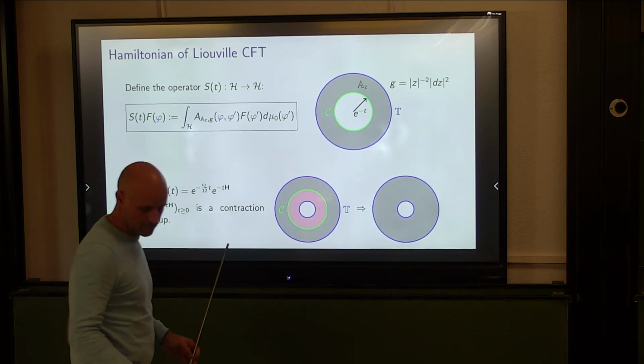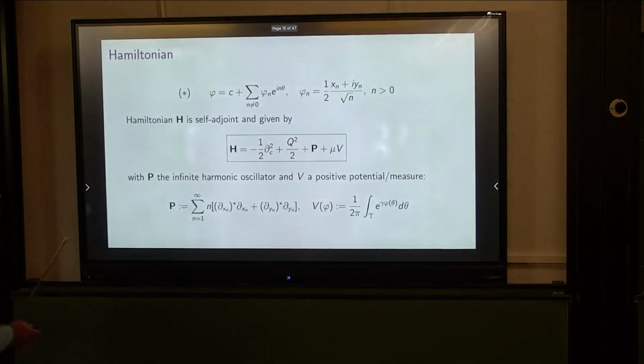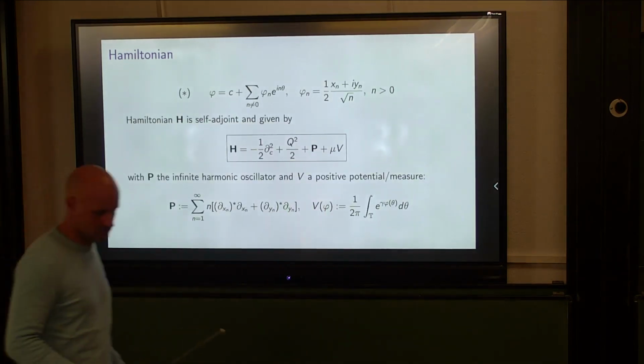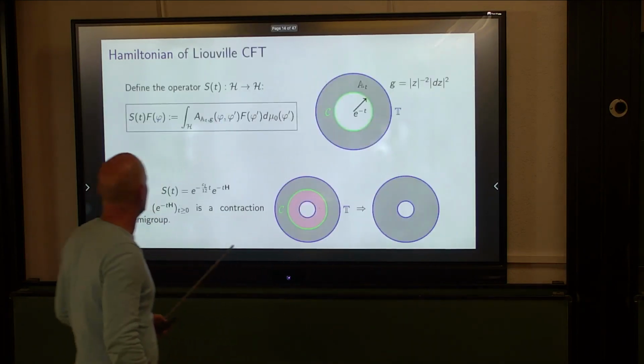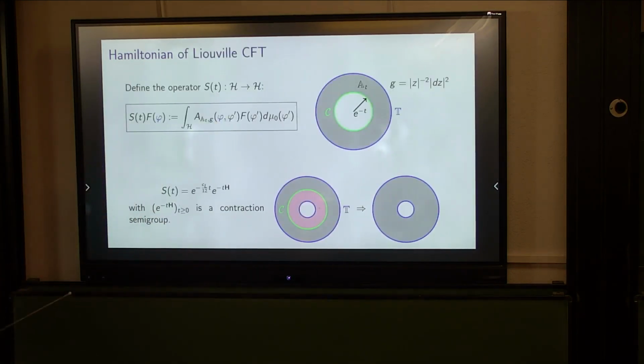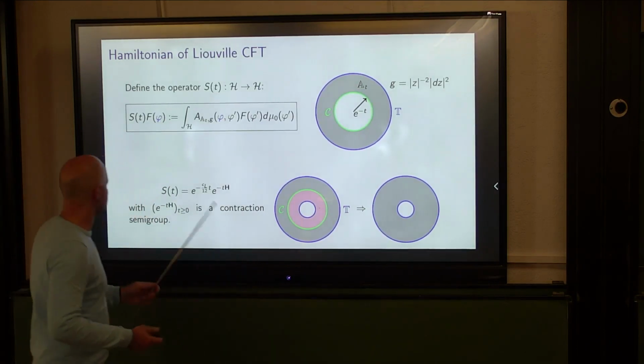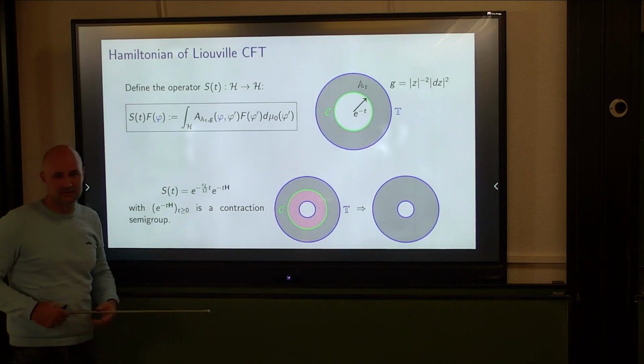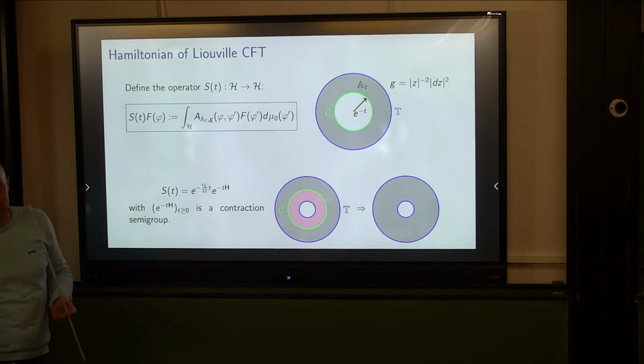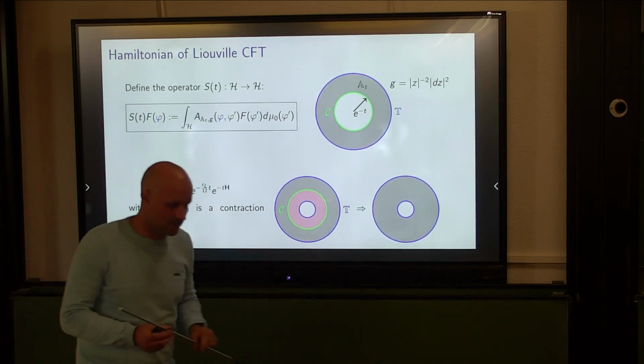Okay, this Hamiltonian, for a moment, is the Hamiltonian of any CFT theory. Yes, you can do this for any CFT theory. The point is that depending on the CFT, H might not be self-adjoint, so you may have some trouble with the H.